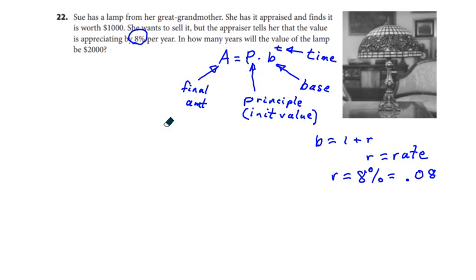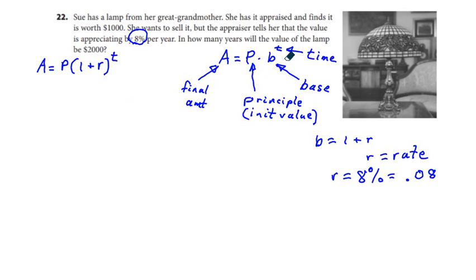So we're going to now write this equation. I'm going to write it over to the left here. I'm just going to write A equals P. In the place of B, I'm going to put 1 plus R to the power of... A equals P times 1 plus R, and that's going to be to the power of T.